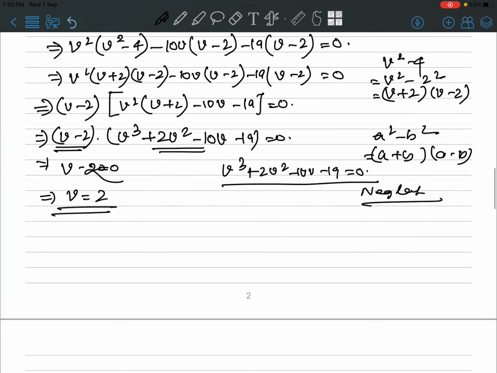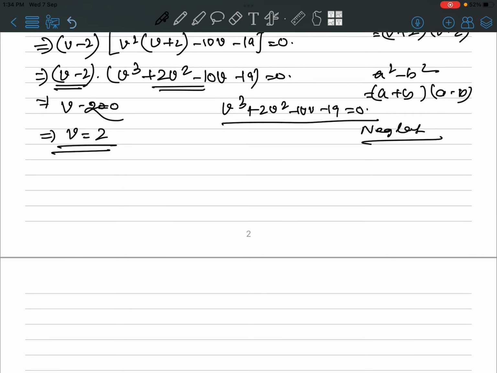Now as we are getting v equals 2, what will be the value of u? Because we know u equals 7 minus v square. Now we are going to replace v with the value 2. 7 minus 2 square means 7 minus 4, which equals 3. Now u equals 3. So we are getting u equals 3 and v equals 2.